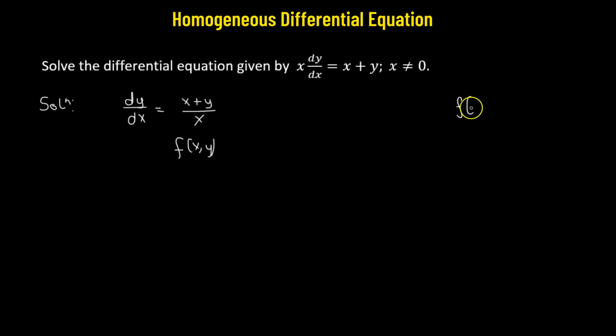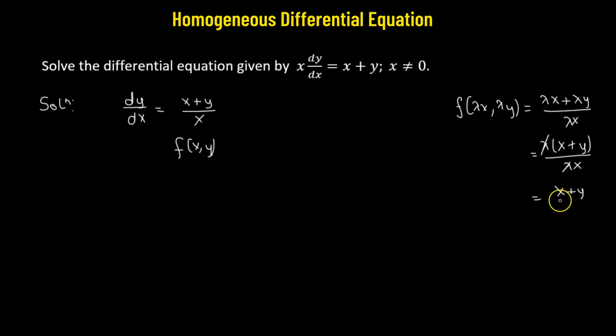That means if we substitute the value of x with lambda x and y with lambda y, then our function will become lambda x plus lambda y in the numerator divided by lambda x. If we take lambda as a common factor in the numerator, that will be lambda times x plus y divided by lambda x. The lambda goes away from both the numerator and the denominator, leaving us with x plus y over x, which is the original function f of x comma y.